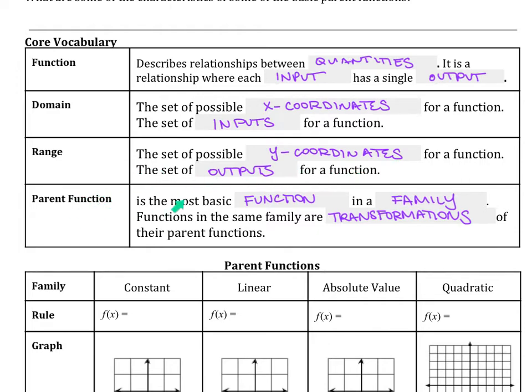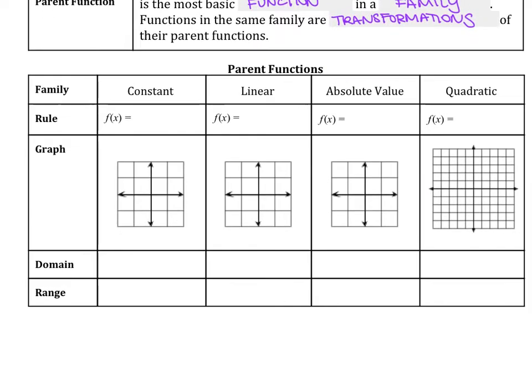A parent function is the most basic function in a family. Functions in the same family are just transformations of their parent functions. So we're going to take a look at transformations, but let's first look at some parent functions.